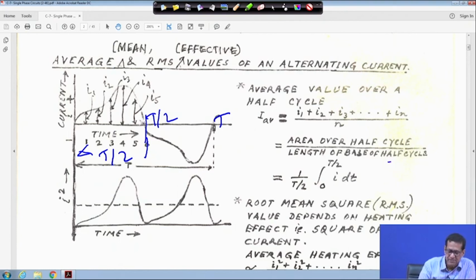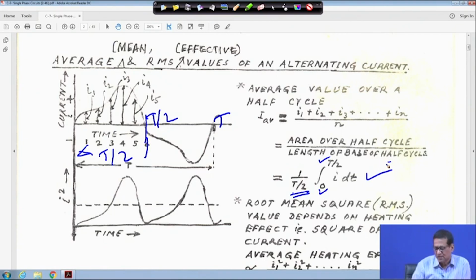Suppose the expression for I is known to you. Then you can integrate from 0 to t by 2, I into dt. Instead of a sinusoidal, I have taken some symmetrical waveform. This is divided by the length of the base of the half cycle, so 1 upon t by 2. This is your average value. Later we will see the expression.